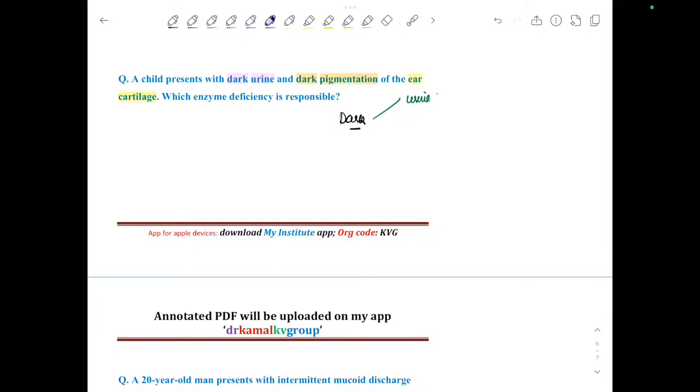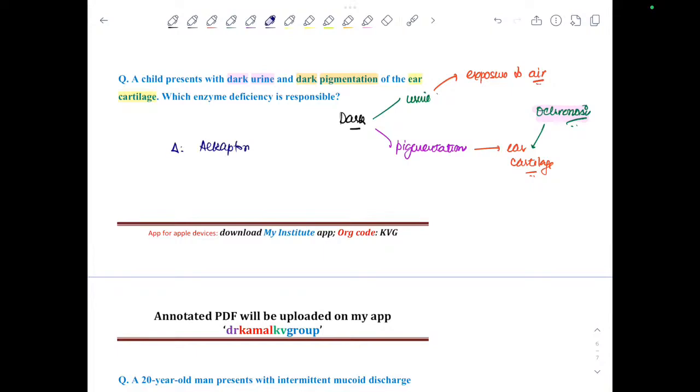So what you see here is dark urine, and what you can see is dark pigmentation of ear cartilage, and this condition is known as ochronosis. The moment you find this particular word, ochronosis, and darkening of urine, especially on exposure to atmosphere, these are the classical words which give you the hint that this question is about alkaptonuria.